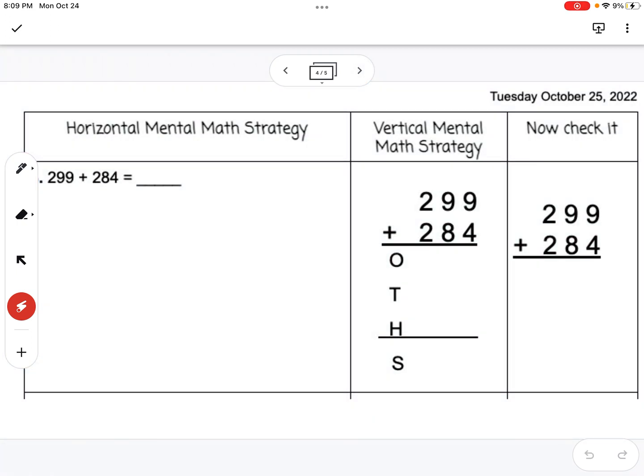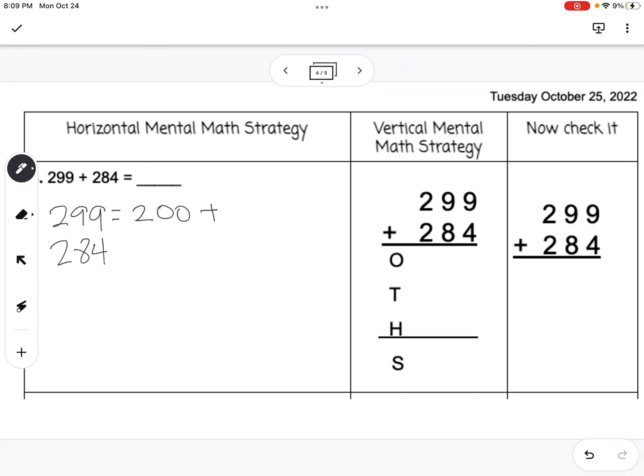Let's try one more together. Now this one, if you have your paper, is on the very back. So you're going to flip that paper over just like a pancake. And this should be at the very top of the back of your paper. So here, we are going to add 299 with 284. So starting horizontally, I'm going to stretch it out. So 299 and 284 are what I'm adding.